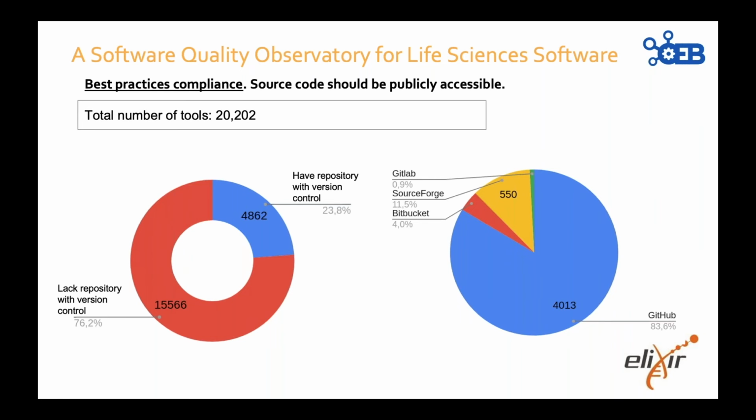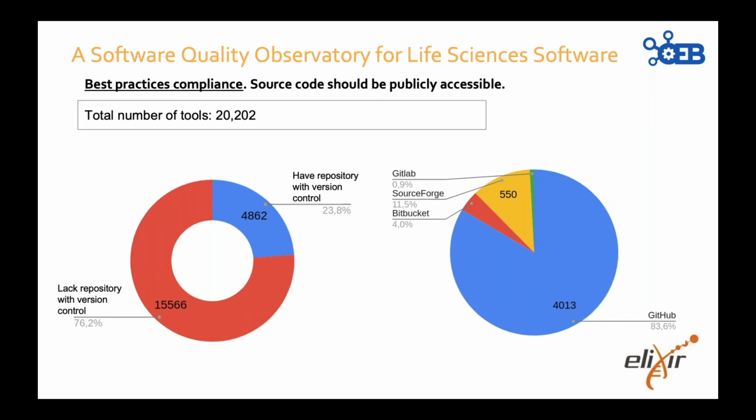Another indicator that is important in open source software is making source code publicly accessible. It's essential. This is also part of accessibility in the FAIR principles. What we see is that for our total of tools, the amount of tools with repositories with version control is almost 24%. We have looked at these specific repositories because of the version control, which we think is very important. If we have a closer look at this, we see that GitHub is the majority.